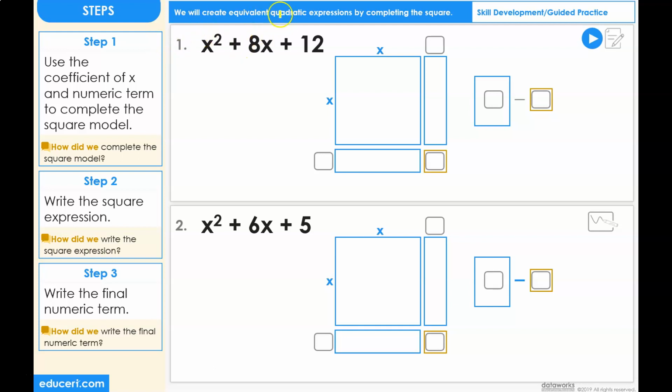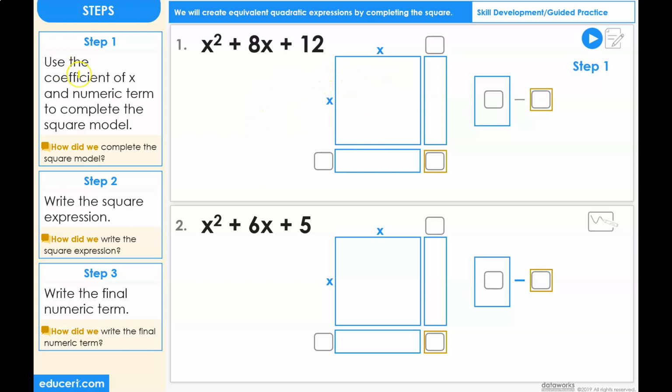Let's create an equivalent quadratic expression by completing the square. Problem number 1. x squared plus 8x plus 12. And these steps will help us create the equivalent quadratic expression using an area model.